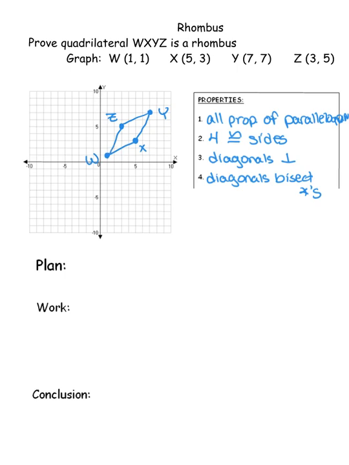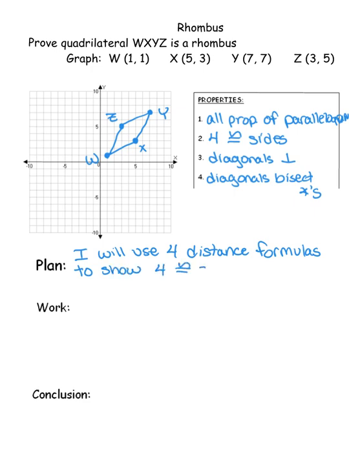So again, there are several ways you can do the proof. I am going to show you the easiest way to do it, and the one that most kids usually go for anyway. So here, a rhombus, we know it's got 4 equal sides. So the plan here is I will use 4 distance formulas to show 4 congruent sides.